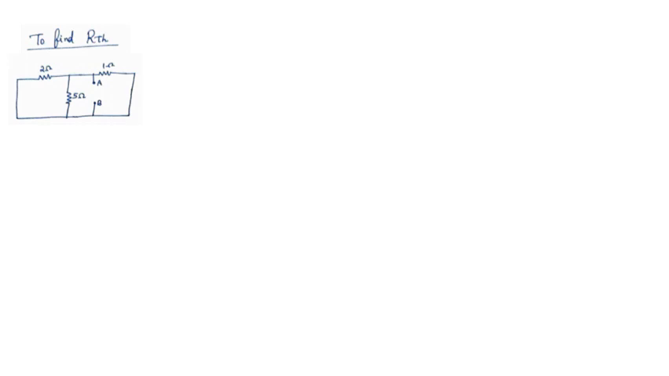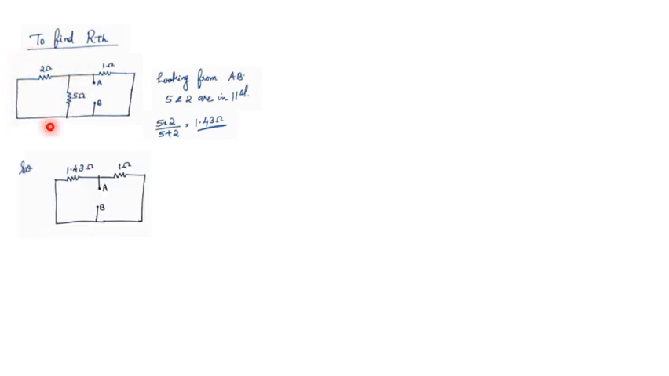Now to get the Thevenin resistance, replace the sources. So the circuit will be like this, looking from A and B. Looking from AB, 5 and 2 are in parallel. So this can be replaced by a 1.43 ohm resistor, and that is in parallel with the 1 ohm resistor. So the effective resistance will be 0.588.